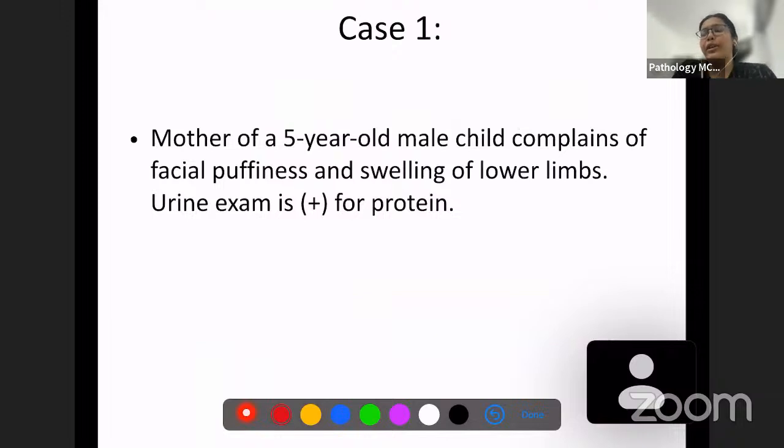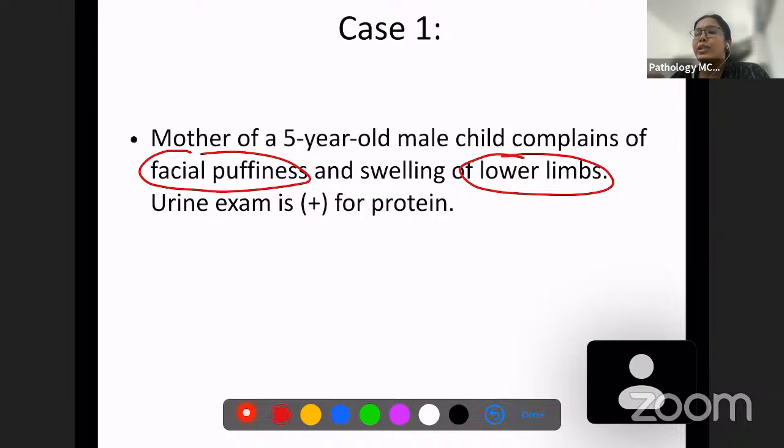So we'll go ahead and discuss case 1. Case 1: the mother of a 5-year-old male child complains of facial puffiness and swelling of lower limbs. So what is there here? We have edema. Okay, we're having edema here. Urine examination is positive for proteinuria. A 5-year-old child with edema. So what will you think of as the most common cause of proteinuria in a child? It's going to be minimal change disease, correct?